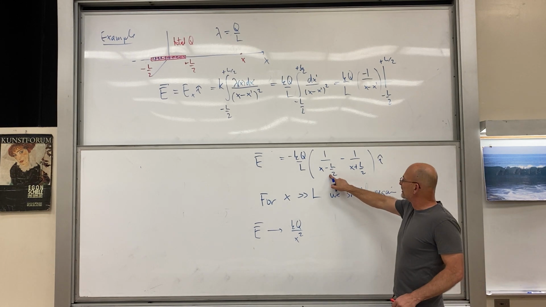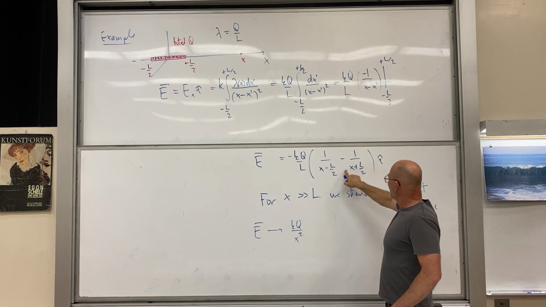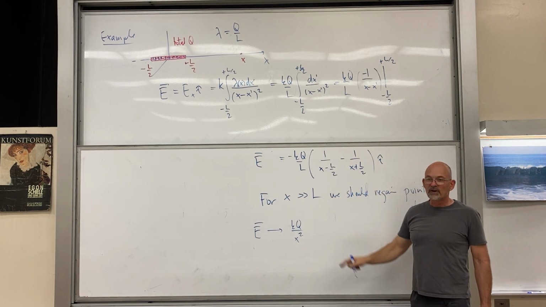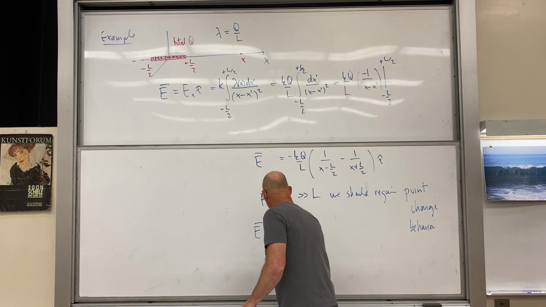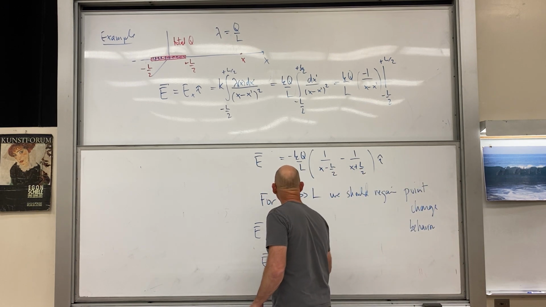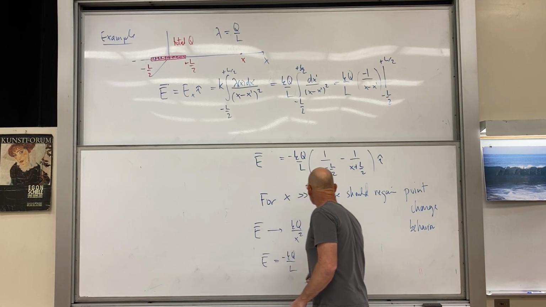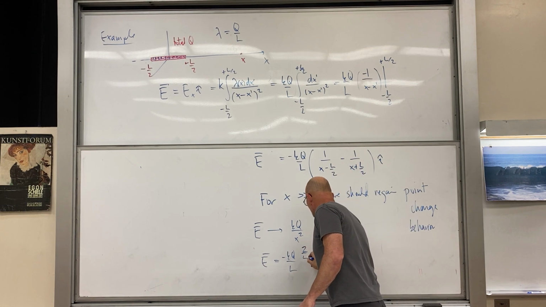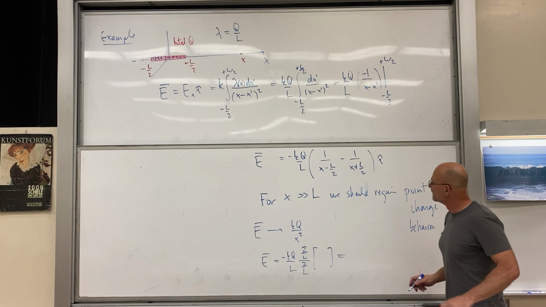There are a couple of ways to do this. You have to work with this thing. You can do a common denominator, but probably better to multiply top and bottom by 2 over L. Okay. So E equals minus KQ. Everything has to come out in the wash. So if we multiply the numerator by 2 over L, we multiply the denominator by 2 over L times everything that's there.